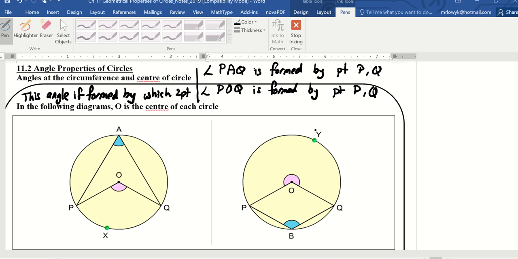So we say that these two angles are related. How are they related? Important. You say that this angle is 2 times of this angle. So you write something like that. If this is x, this is 2x. But you must fulfill this condition. The angle A is formed by these 2 points. These 2 points form at the center. At the center.